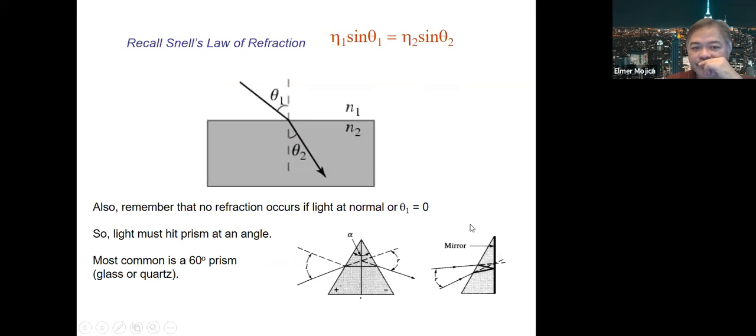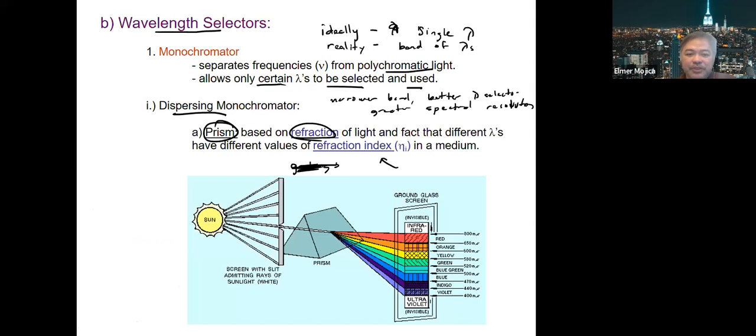Okay, now we have discussed this so-called Snell's law: refractive index times sine theta equals the refractive index at a different sine theta. No refraction occurs if the light is at normal incidence, where theta equals zero. So light must hit the prism at a certain angle, and the most common would be the 60° prism, made of glass or quartz.